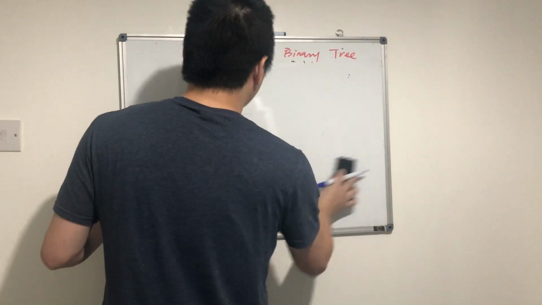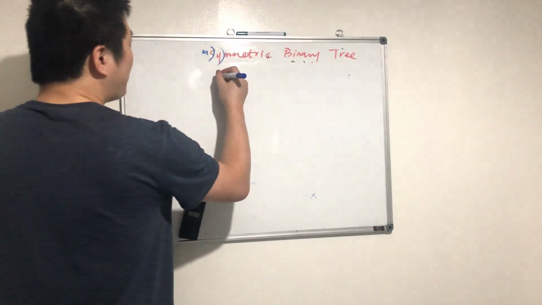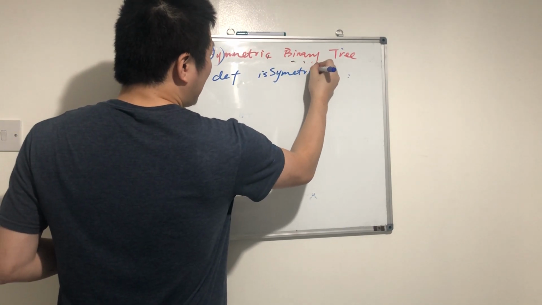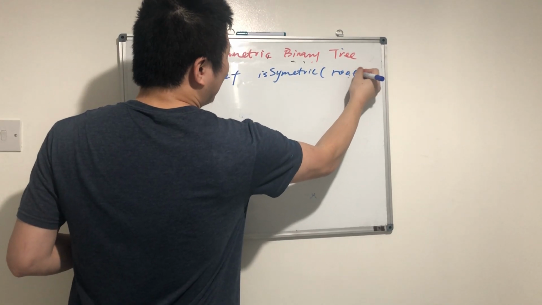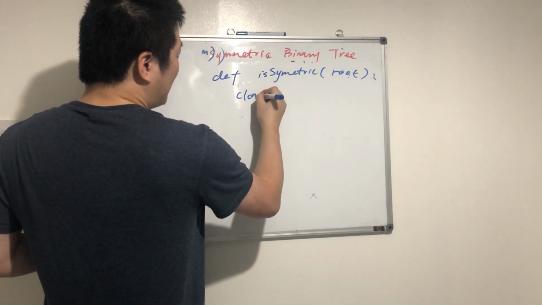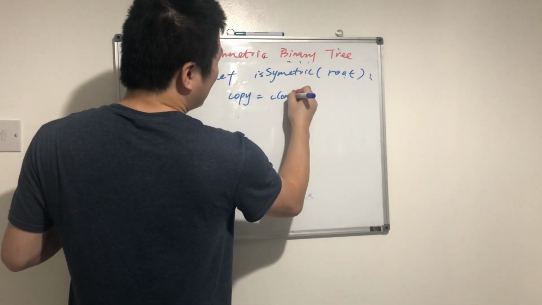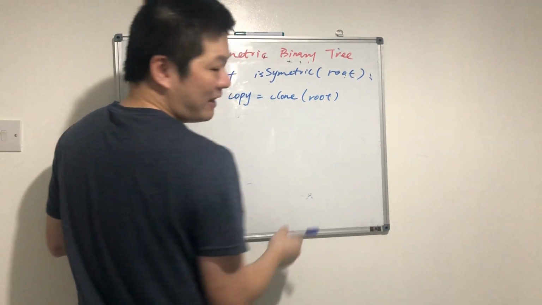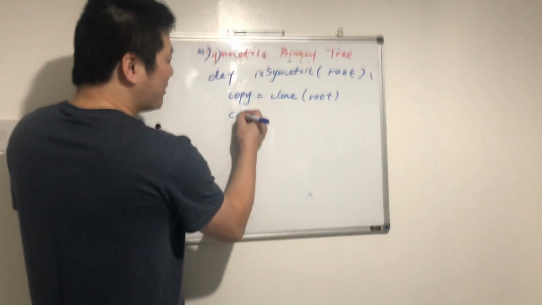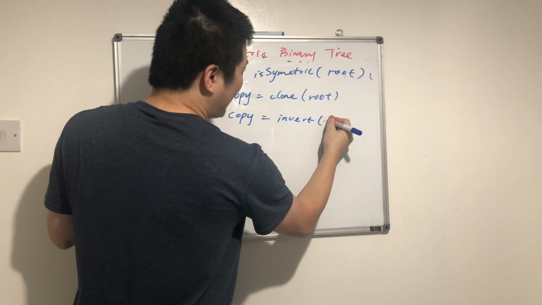Now we are inverting. So now how can we check if a tree is symmetric? Remember how do we check the symmetric tree? You tell me, okay? Symmetric root. Look, clone. Let's call it new. Copy equals clone. Let's clone this tree first, okay? And then what should we do with it? Then we also need to invert it, yeah? Invert the tree, okay?